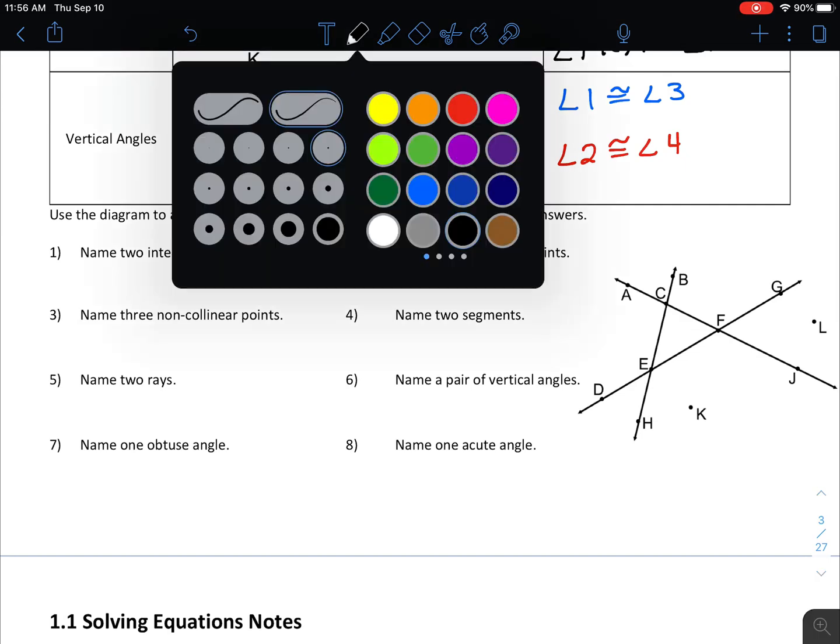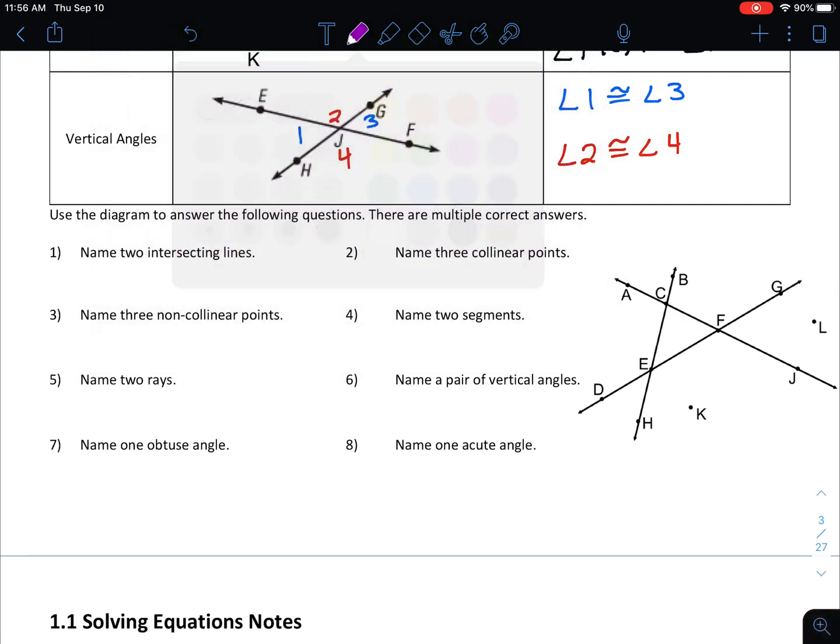Now we can do that a couple of different ways. We've actually got three lines and they're all intersecting each other. I'm just going to pick this line right here and this line right here, so the two that I've drawn over in purple. The first line that I highlighted was line BH, which again, if you wanted to call that line HB, that works too. The other was line DG.